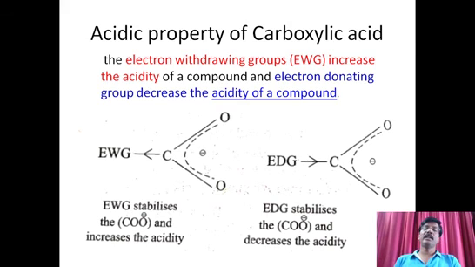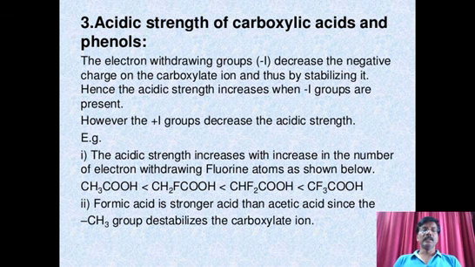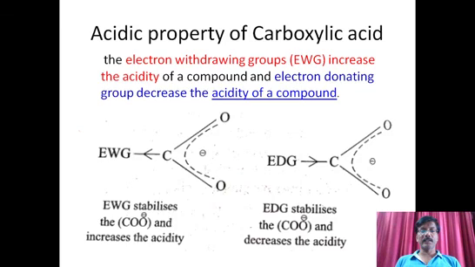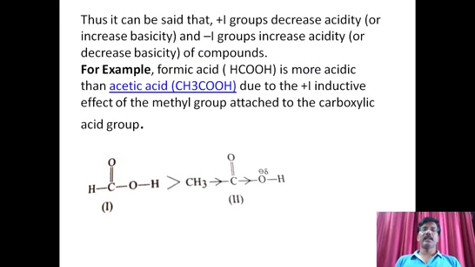That is the reason why electron releasing or electron donating, that is plus I groups, reduce acidity, and minus I groups increase acidity. So this is the point you have to understand. Now let us get back. Whenever such an explanation is there, let us take a good example here. Two examples: formic acid and acetic acid.